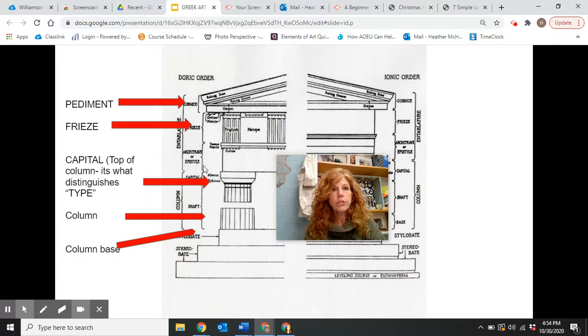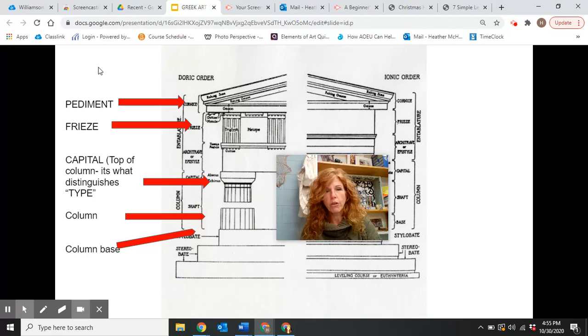Then you need to know the capital. The capital is the top of the column that distinguishes style. Doric being very plain, Ionic being swirly, curly, like the wave and the wind happening on the ocean. Societies of Greece. And then you have Corinthian, which is very ornate with these great big acanthus leaves.